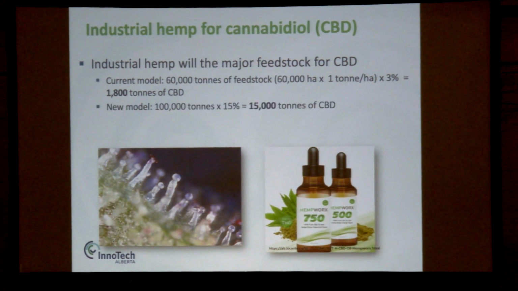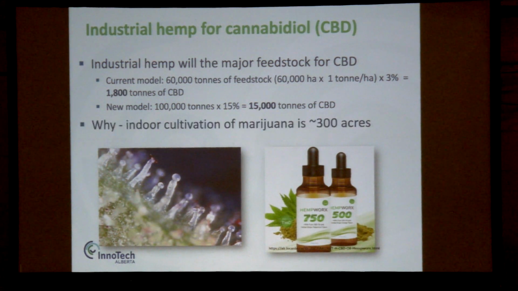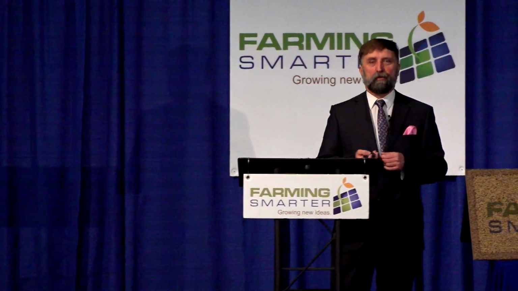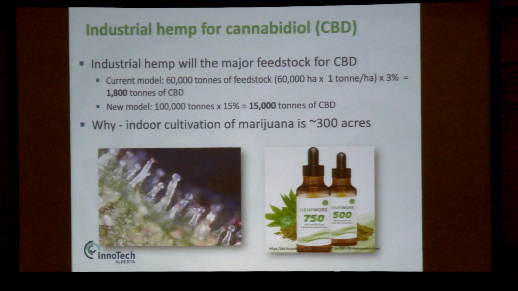In the new model, when we increase our acres, and Keith is nodding, we will get varieties in a couple of years that will have more than 3, 4, 5%. We can get up to 15,000 tons. When you compare, last year the latest data was 140,000 acres of industrial hemp containing CBD. When we compare with indoor production of high THC cannabis or marijuana, they are growing on 300 acres. So we are comparing apples and oranges.